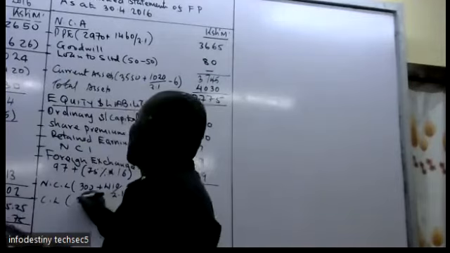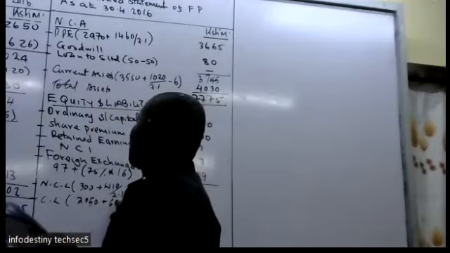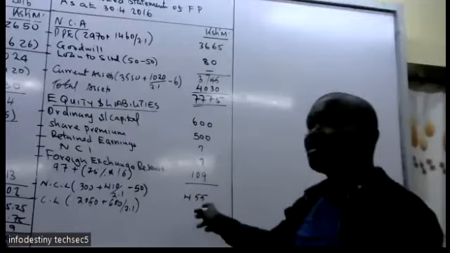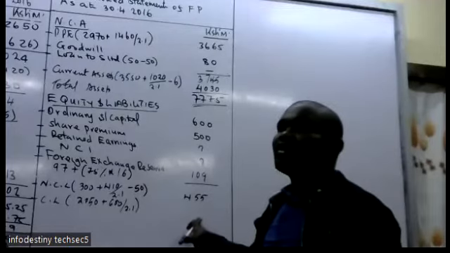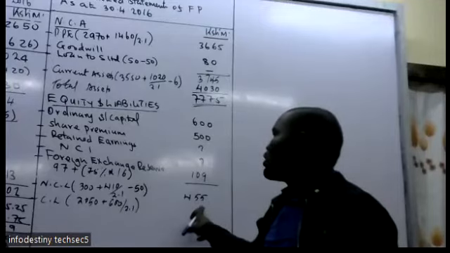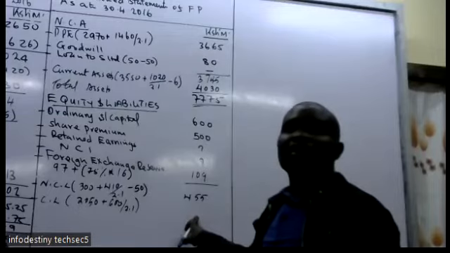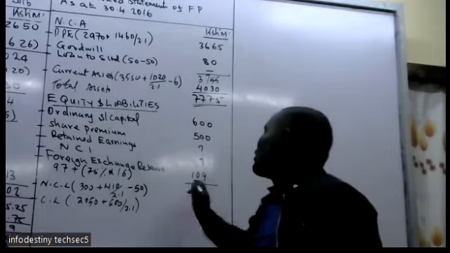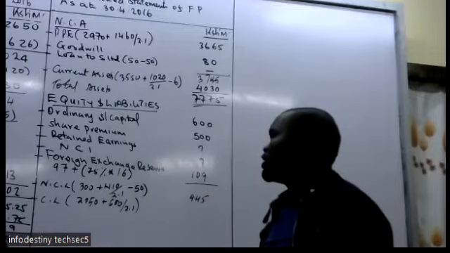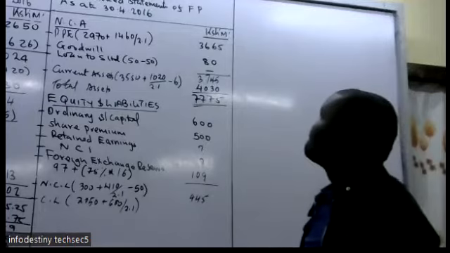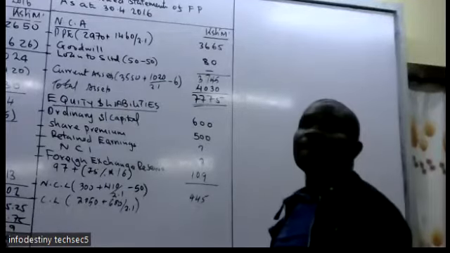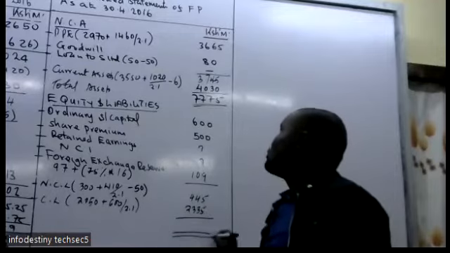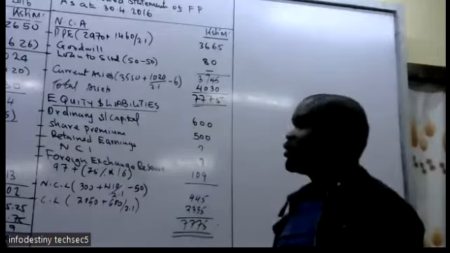Then current liabilities also add 2050 plus 2.1. That is not adjustment. So what do you get? 44.5. It should be 44.5. 445. And current liabilities, $23.35. We assume it will be the same.